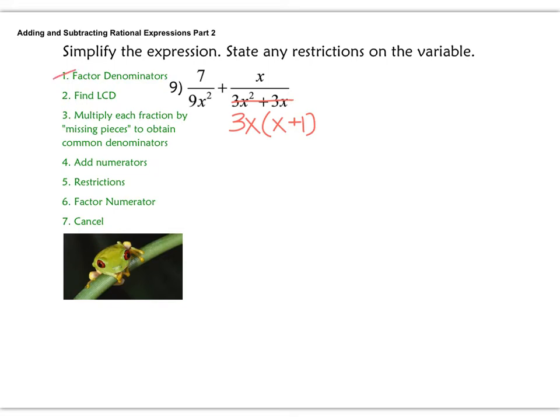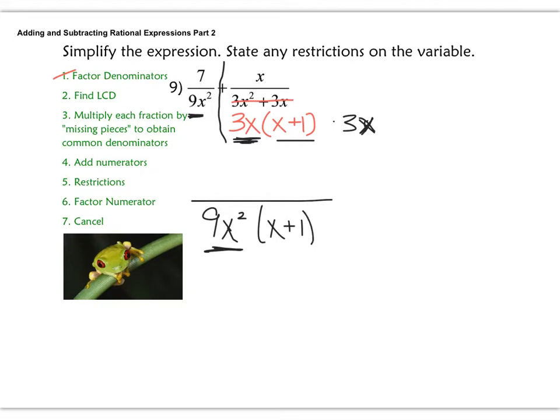Step 2, find my LCD. So common denominator, again, thinking of these as separate parts. So I need a 9x squared. And then notice there's no super glue on this second part here, right? This 3x. So how do you turn, or can I turn a 3x into a 9x squared? And yes, if I multiply by 3x, it'll turn it into this, which means 9x squared is good. But then I also need an x plus 1.